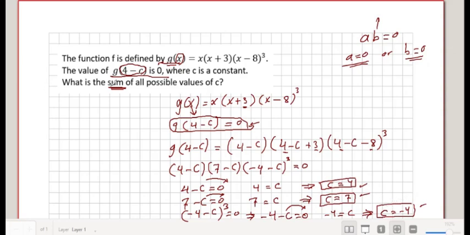And the question says, what is the sum of these 3 possible values of c? So the sum equals 4 plus 7 plus negative 4. You can easily add them together, or you can just cancel out the 4 and negative 4 because they are additive inverses. So the answer is 7. The sum of these possible values of c is equal to 7.